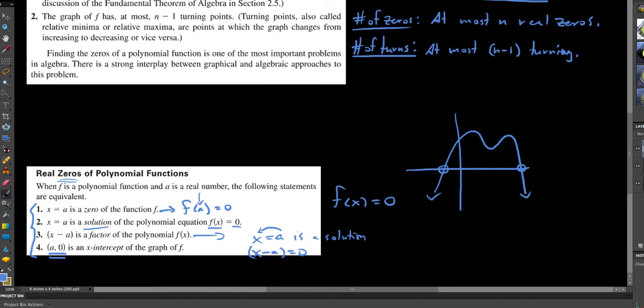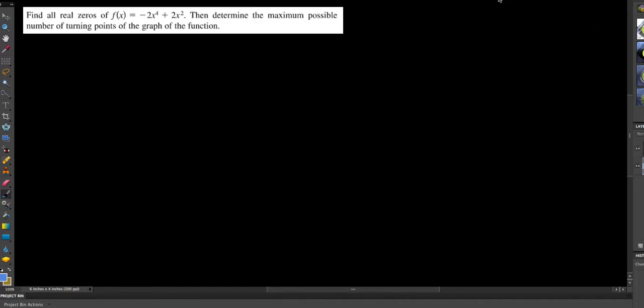So what we are going to work on here is to search for some zeros of this polynomial function and also determine what we can about its graph. It says, find all real zeros of this function, then determine the maximum possible number of turning points of the graph of the function. What I actually want to start with is this. First of all, this function is already written in standard form. So our exponents go in decreasing order, and we're able to easily determine the leading coefficient and the degree.